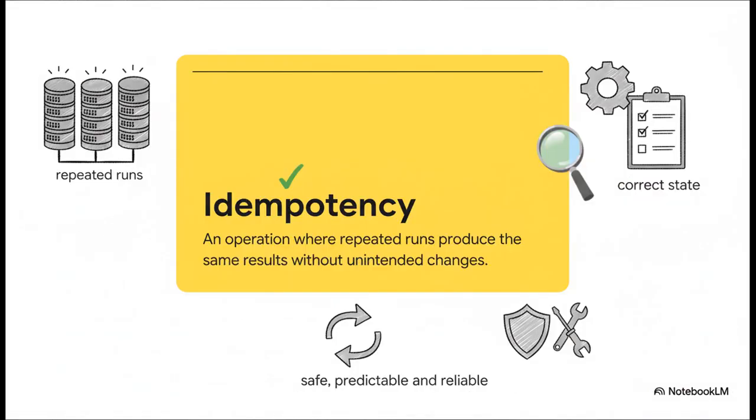Okay, I want to stop for a second on this word, because it is super important. Idempotency. This is one of Ansible's greatest strengths. It basically means you can run the same automation script over and over and over again, and it will only make a change if it actually needs to. If everything is already in the right state, Ansible just says, cool, nothing to do here. This makes your automation incredibly safe and predictable.